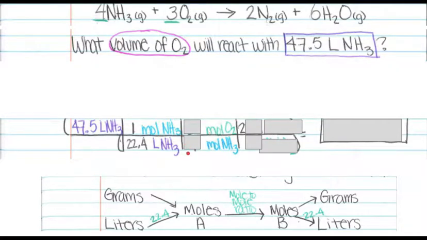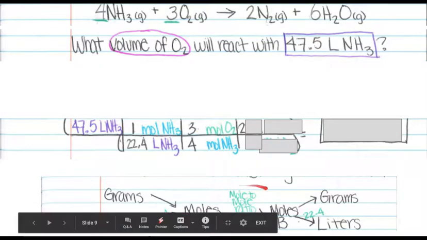To plug these numbers in, I'm looking at my chemical reaction. Moles ammonia in my chemical reaction has a 4 next to it. So in my calculation, I'm going to put 4 next to moles ammonia. Moles oxygen in my chemical equation, there's a 3 here. So I'm going to put a 3 in my calculation. And at this point, I have now switched from talking about moles of ammonia to talking about moles of oxygen.